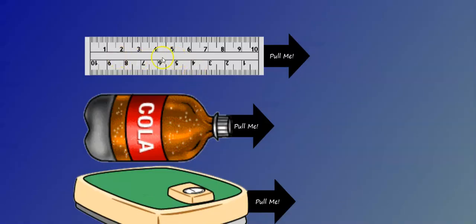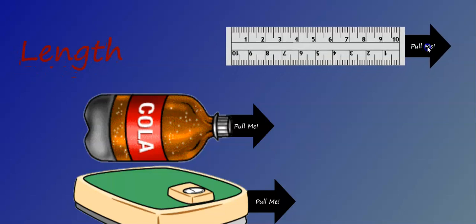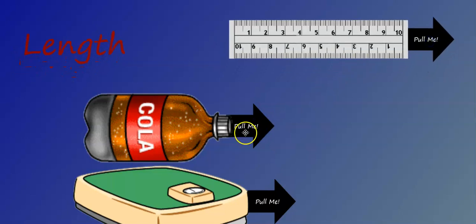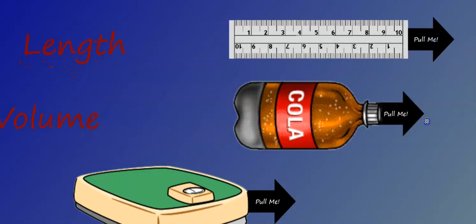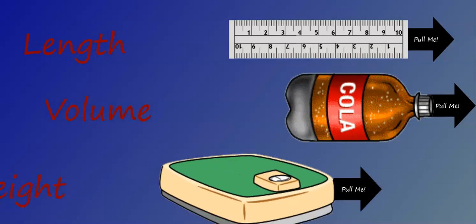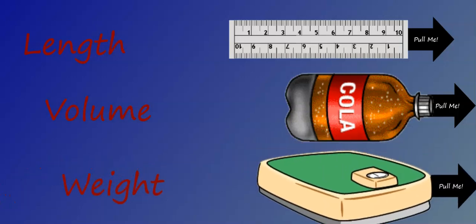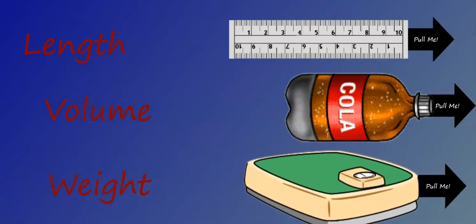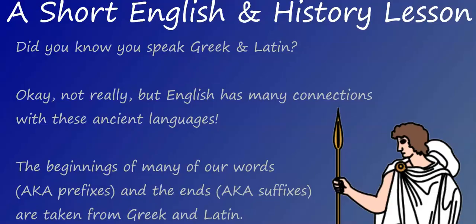So we're going to use the metric system for many things. As you can see, this is a ruler, and you can use it to measure the length of something. This would be a liquid, so you can use the metric system to measure liquid volume. And then obviously you can use it to weigh items. All of that we've talked about.